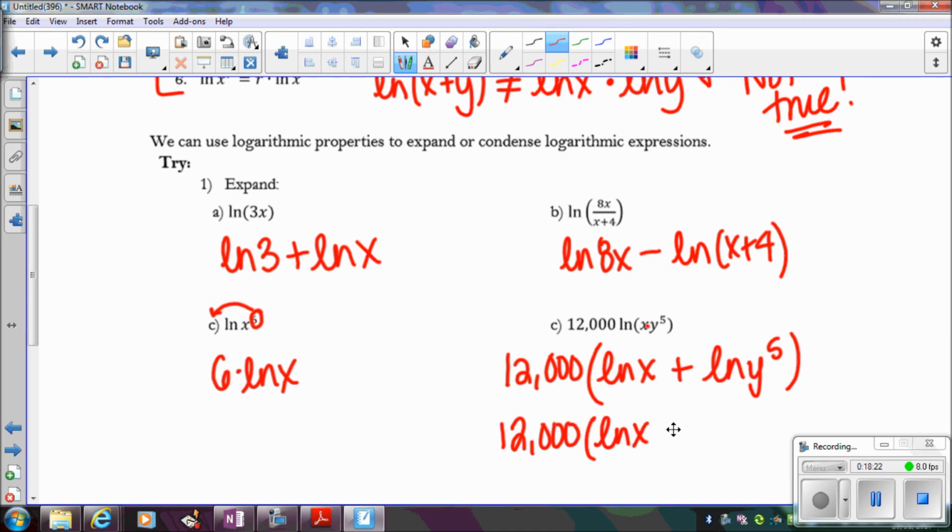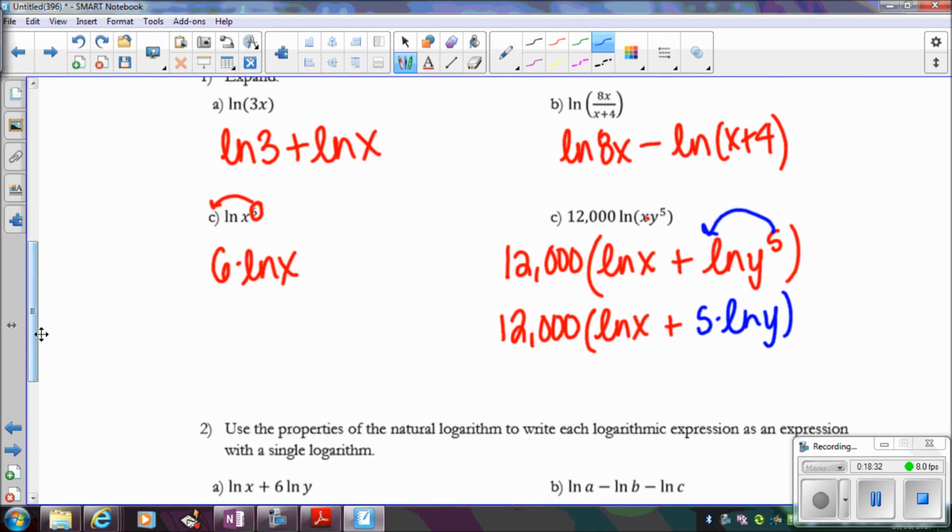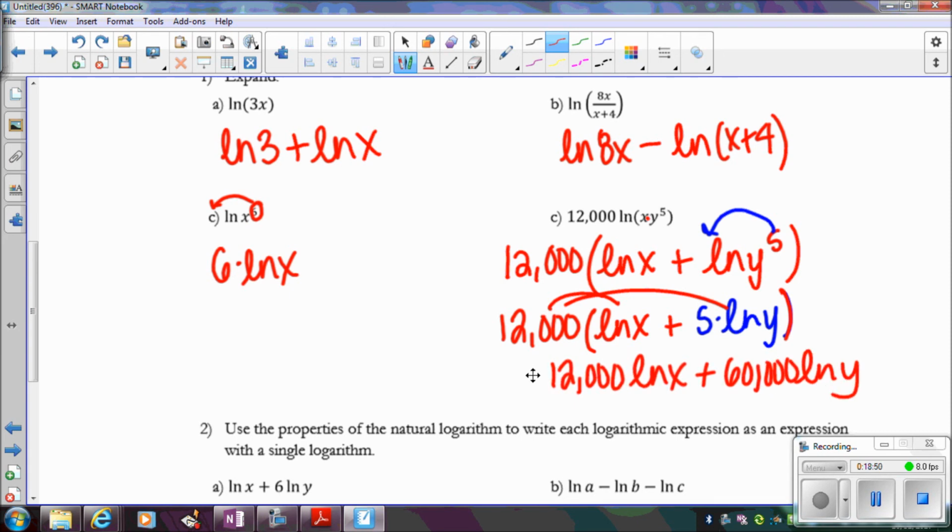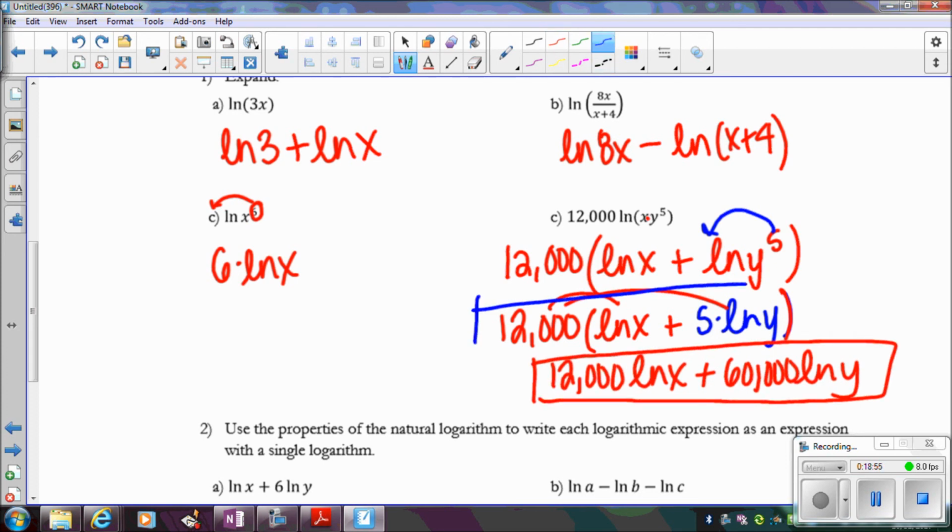So then I have this. I can bring this 5 out in front though, because now the exponent can become a coefficient. And then you can leave it like that, or you could distribute this. And like I said, you could have distributed it right from the beginning. It doesn't really matter. So I get 12,000 ln x, and multiplying those, we get 60,000 ln y. Really, either one of these would be considered an answer for that. Doesn't really make a difference.